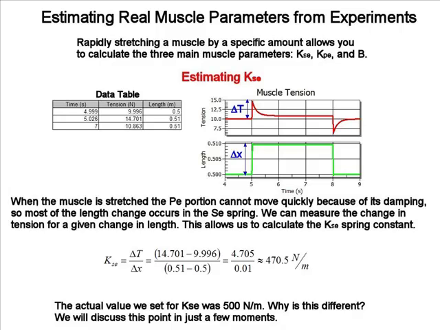When we do this, we get a value of 470.5 newtons. This is different than the actual value that we used of 500. So why is this? Try and think about what could cause this error, and we'll come back to this in just a few minutes.